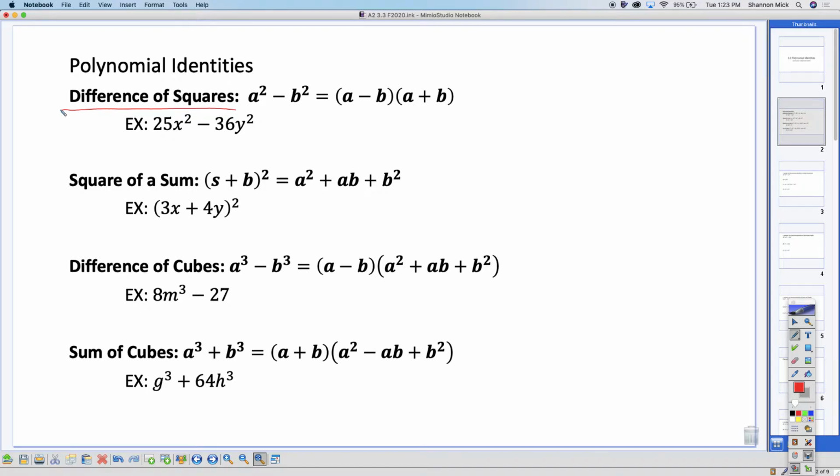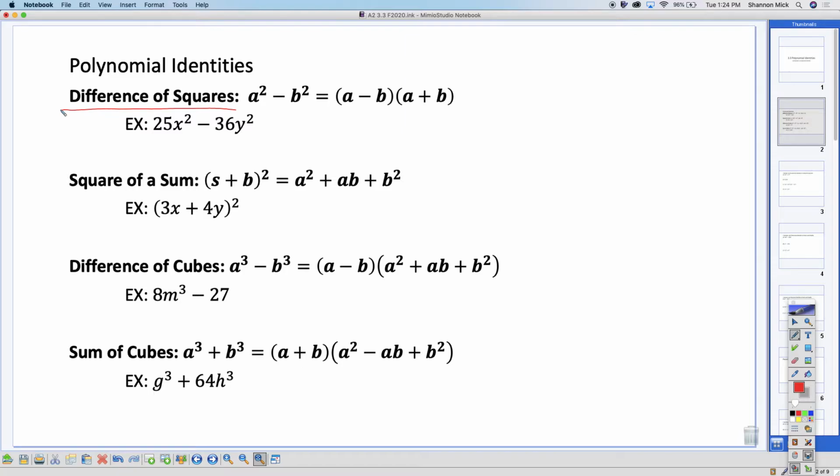I just square both. So I have 25x squared minus 36y squared. So are both of those terms perfect squares? Yes. So 25 and 36 obviously are. What about x squared and y squared? Are those perfect squares? Yes. What about x to the 6th? Yes, because anything you can divide by 2 is a perfect square. Is x to the 7th? No. Okay, so any even number exponent can be taken the square root of.